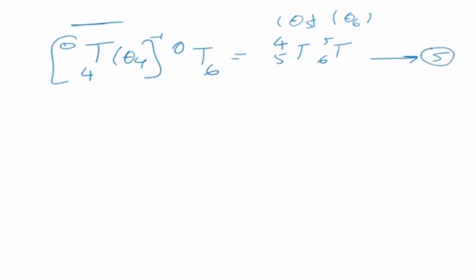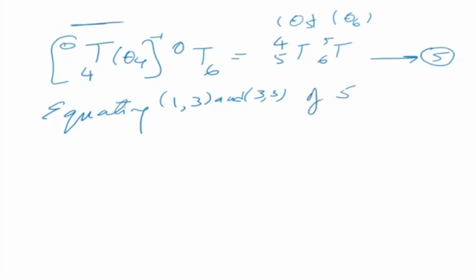Now in this, what we are doing is we are equating the 1 3 and 3 3 elements of equation 5. Please try to understand the logic. The logic here is that on the left hand side we have theta 1 to theta 4, which is known. On the right hand side, this is my given position orientation, which is also known. So on the right hand side we have theta 5 and theta 6. We have brought all of theta 1 to theta 4 to the left hand side, so on the right side we only have two unknowns now.